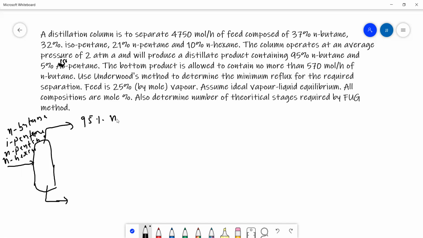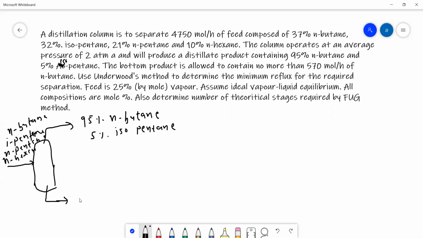95% N-butane and 5% isopentane. And the bottom product is allowed to contain no more than 570 moles per hour of N-butane.